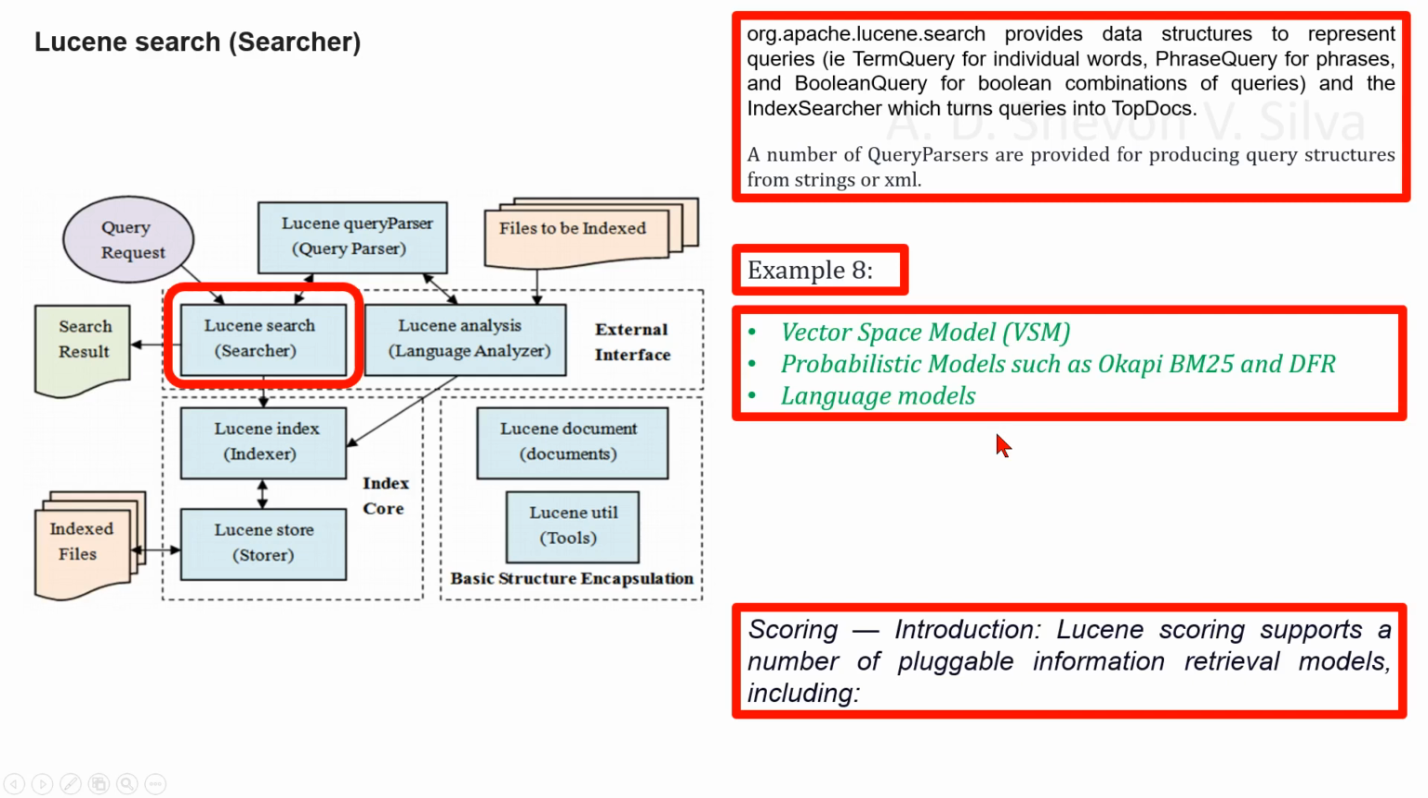Lucene scoring supports a number of pluggable information retrieval models, including vector space model, VSM, probabilistic models such as Okapi BM25 and DFR, and language models. These models can be plugged in via the Similarity API and offer extension hooks and parameters for tuning. In general, Lucene first finds the documents that need to be scored based on the Boolean logic in the query specification, and then ranks this subset of matching documents via the retrieval model. For some valuable references on VSM and IR in general, refer to the Lucene wiki IR references.